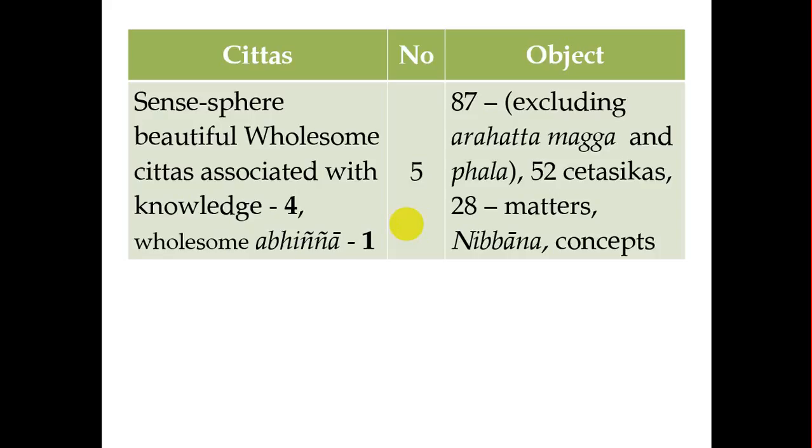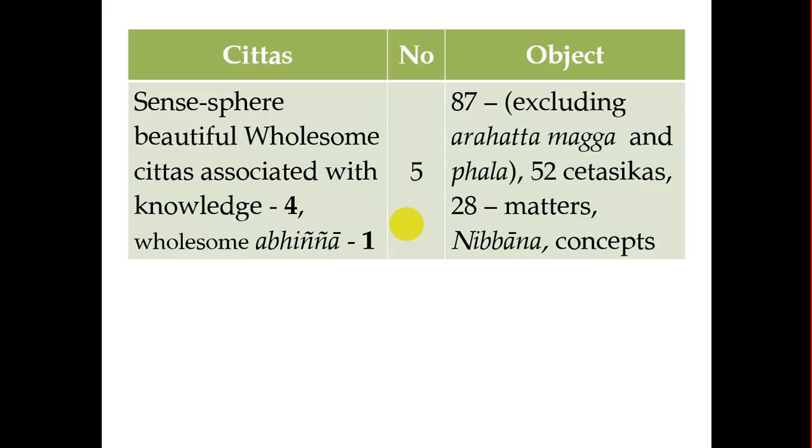So these 5 Cittas will be able to take all the objects except Arahata-Magga and Arahata-Phala. The reason is that they haven't achieved Arahata-Magga and Arahata-Phala. For those who haven't achieved those path and fruition Cittas, they will not take those objects, right? They will not take those objects.